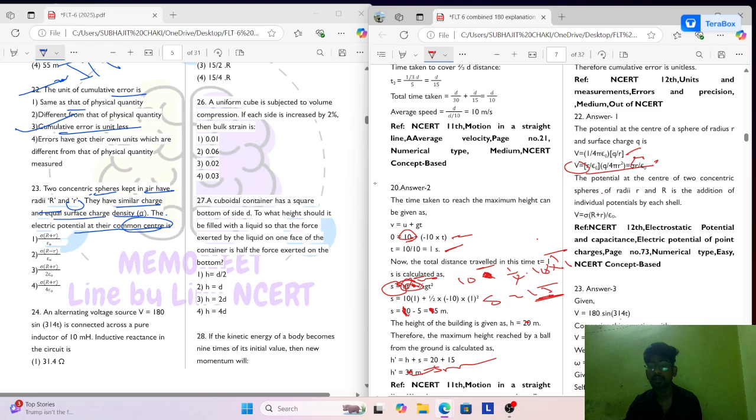Option number 4. A uniform cube is subjected to a compression, and each side is decreased by 2%. Bulk strain is given by the formula del V by V. Side is changed by 2%, V is given by L cube. So del V by V will be equal to 3 del L by L. So 3 into 2% means 6% or 0.06. Option number 2.